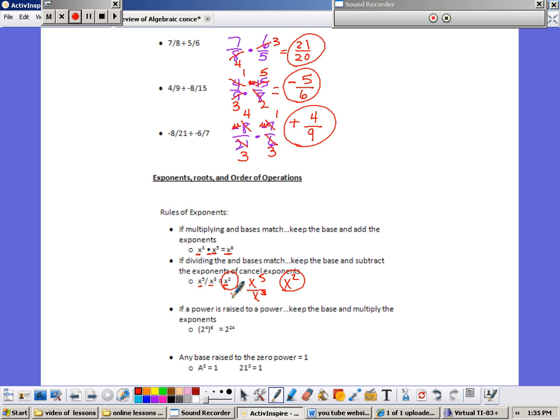If a power is raised to a power, meaning there's one on the outside, you keep the base and you multiply the exponents. 4 times 6 is 24. Any base raised to the 0 power is 1. I don't care what the base is. A to the 0 power is 1, 21 to the 0 power is 1, -5 to the 0 power, 1.